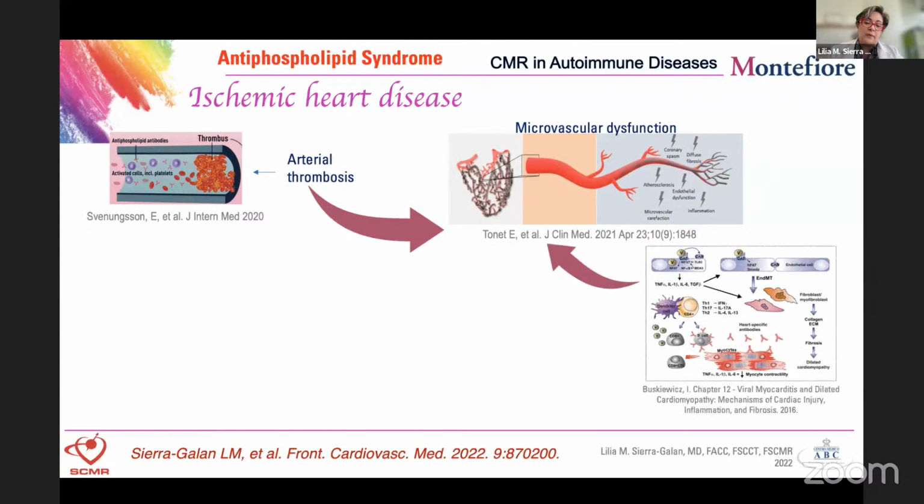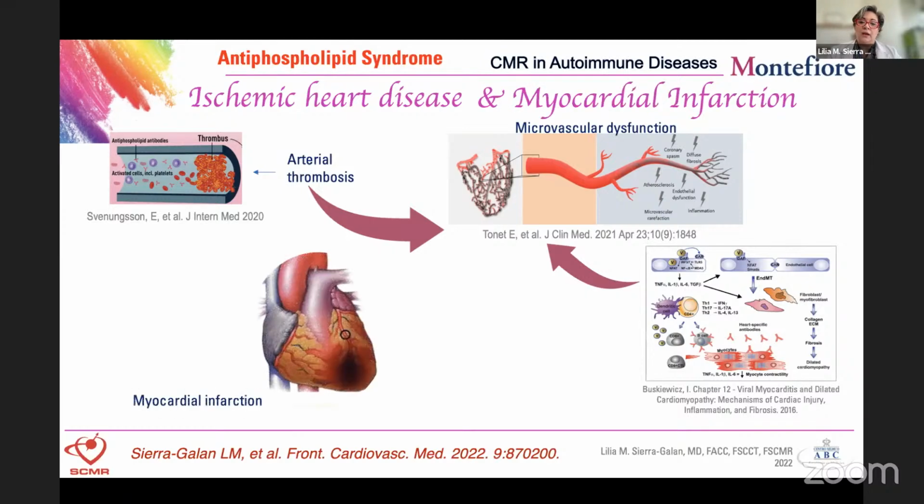So then ischemic heart disease. The other one was not properly ischemic heart disease; it was the microvascular dysfunction and the thrombosis. But now we are going to talk about exactly the ischemic heart disease, where again the microvascular dysfunction and the arterial thrombosis have a role, but also the myocarditis. So we are also going to have a myocardial infarction, but in this case, it is going to be a large myocardial infarction.